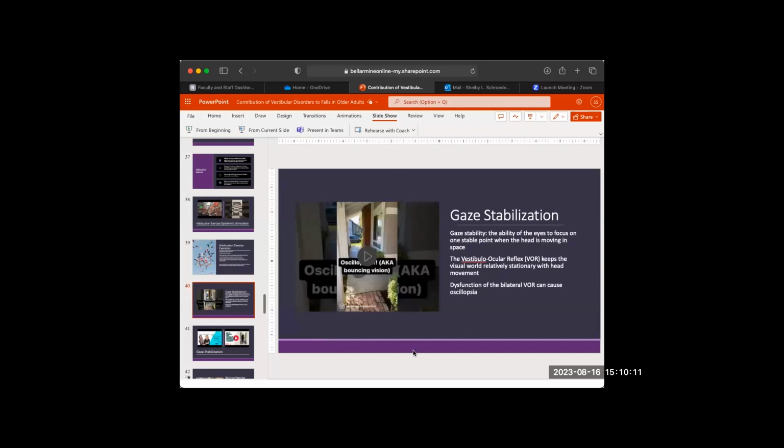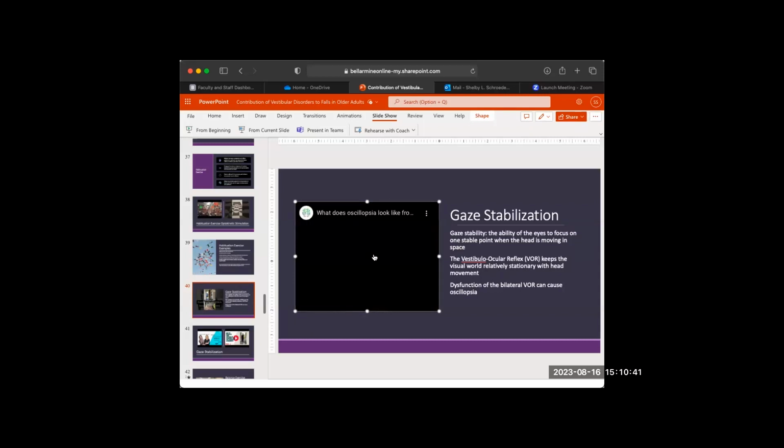Okay, so gaze stabilization is the ability of the eyes to focus on one stable point when the head is moving in space. So we have a reflex between our eyes and our ears, the VOR, that keeps the visual world pretty stationary as we walk. We don't realize we're bouncing and moving as we're walking because our eyes keep that stable for us due to the VOR, the vestibulo-ocular reflex. But dysfunction of the VOR can cause oscillopsia, or bouncing of the visual environment while we're moving.